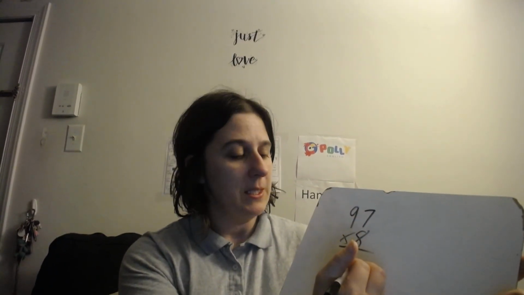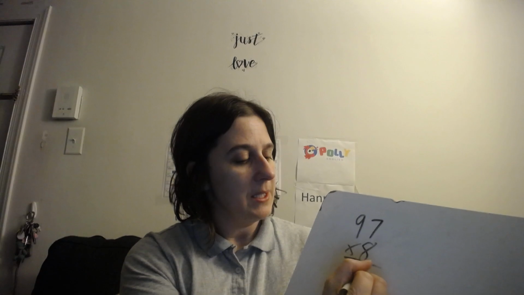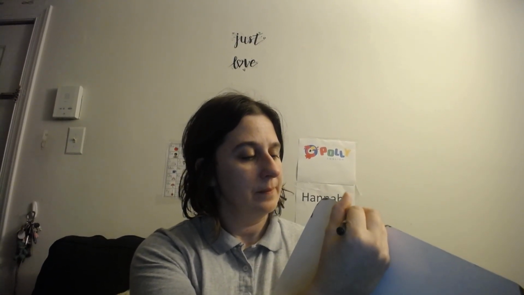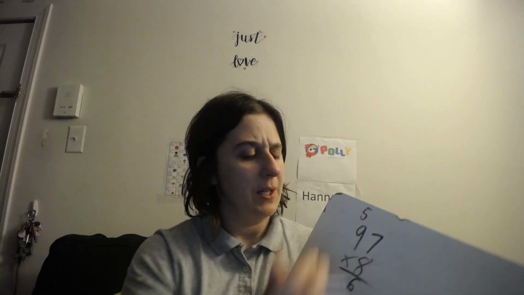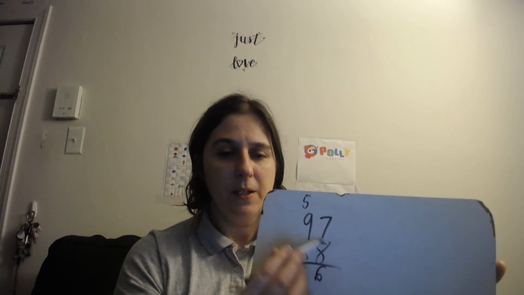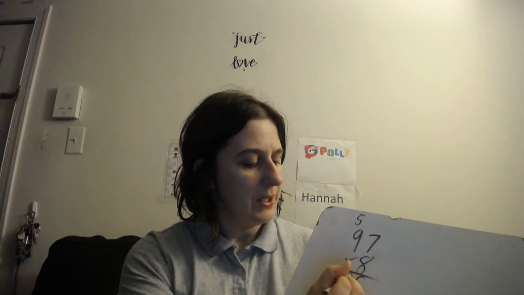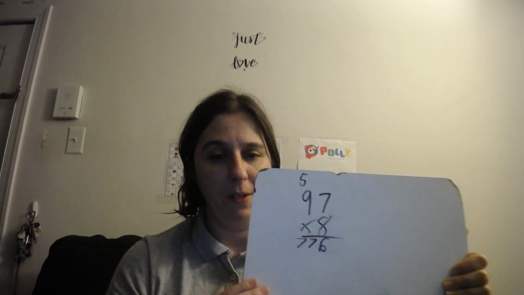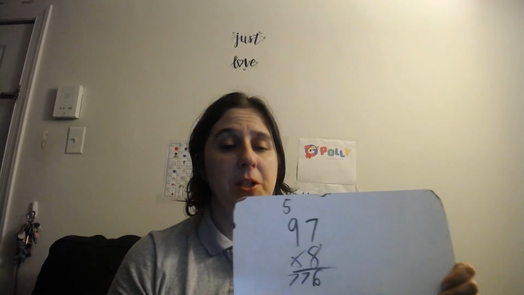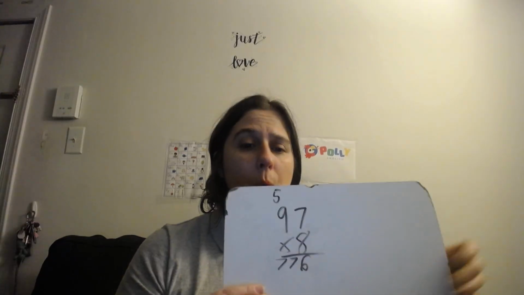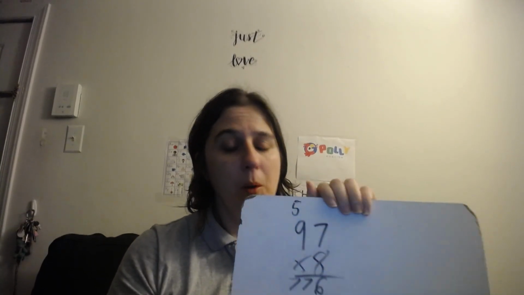7 times 8 is 56. Put 6 down here. Carry the 5 up here, so that's 5 tens. Then you think 9 times 8 is 72. Add the 5 to get 77, so 776.